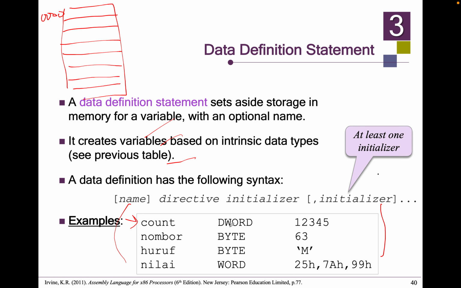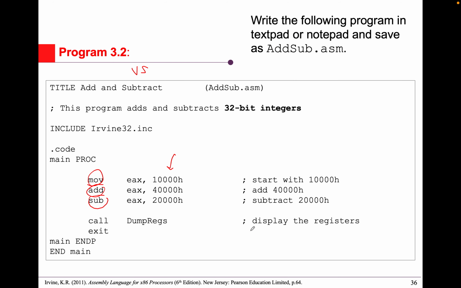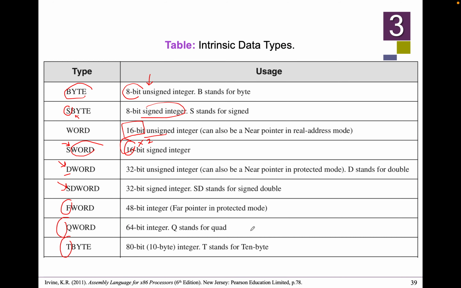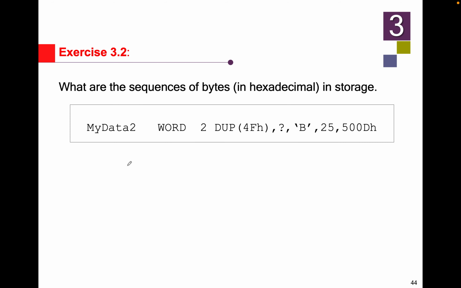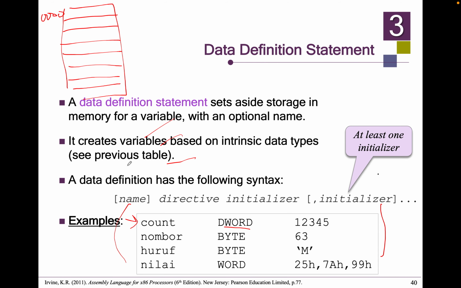You need to know the word is how many. Look back in terms of your table. Words, it is 16 bit. Double word is 32 bit. So you need to remember all. Okay, here.